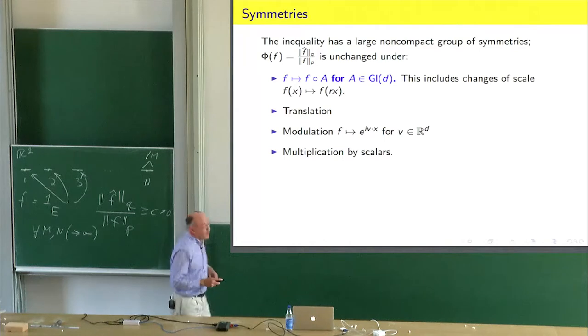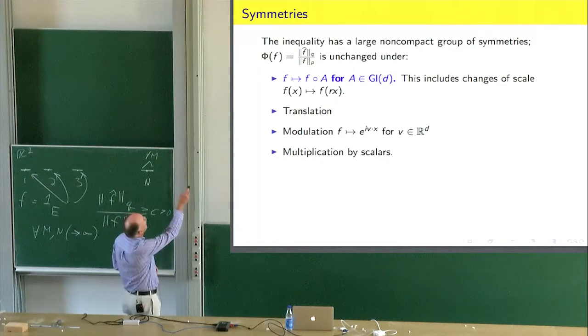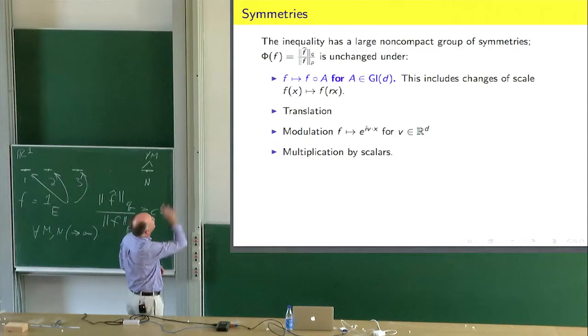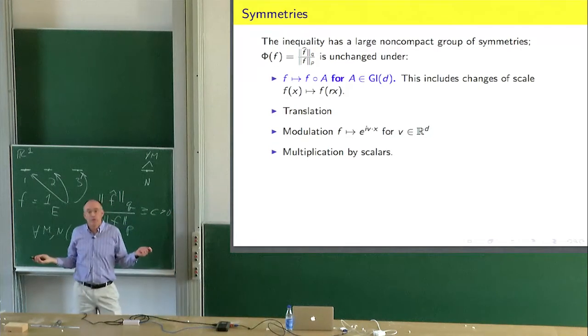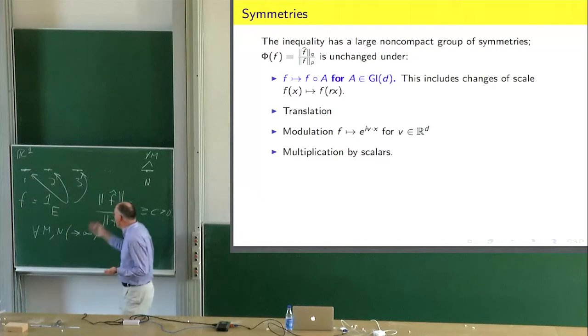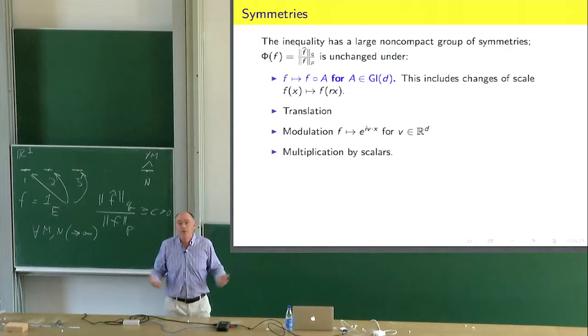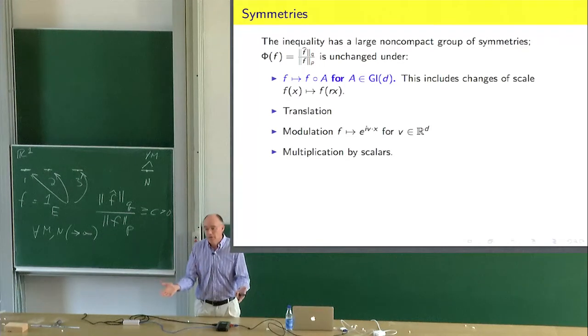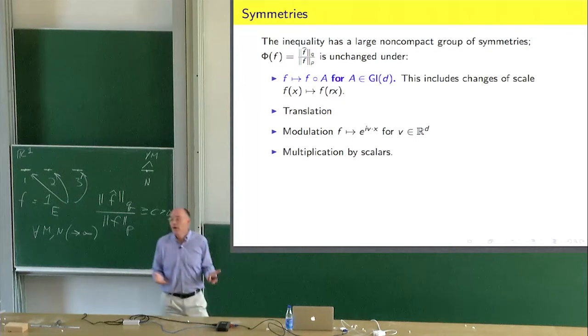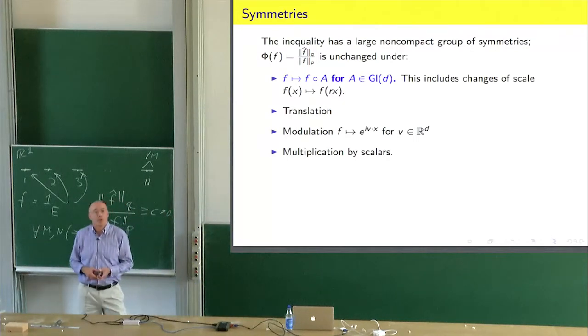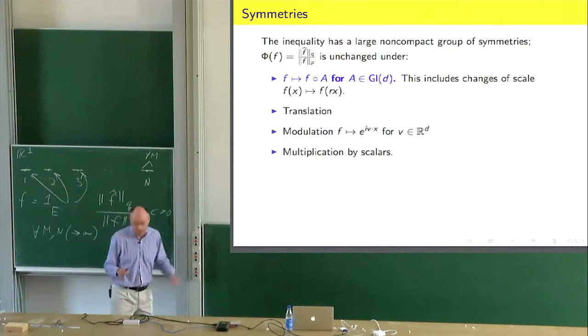All right. So the inequality has a number of symmetries of various kinds. A very important one is you can compose a function with any element of the general linear group, and the ratio of the norms is completely preserved. We're accustomed in analysis to seeing inequalities that are invariant under translation, maybe rotation, often dilation. It's rather rare to have the full affine group as a group of symmetries, but one has it here.